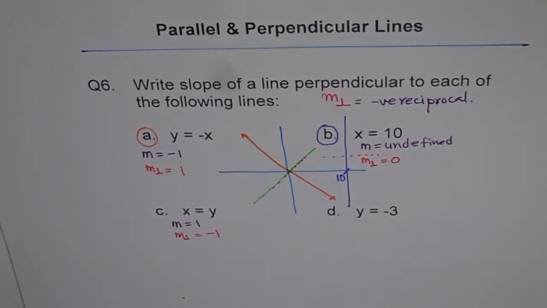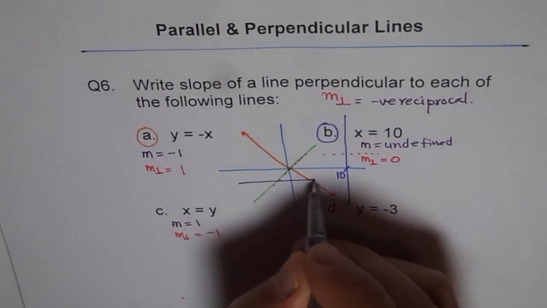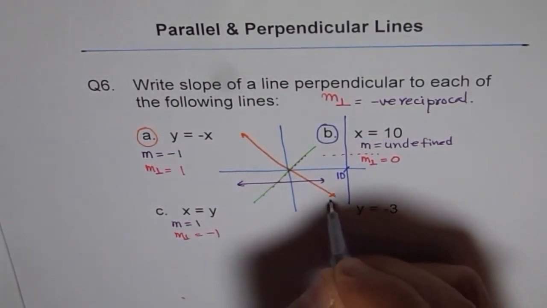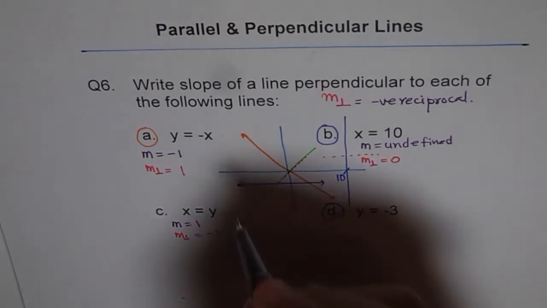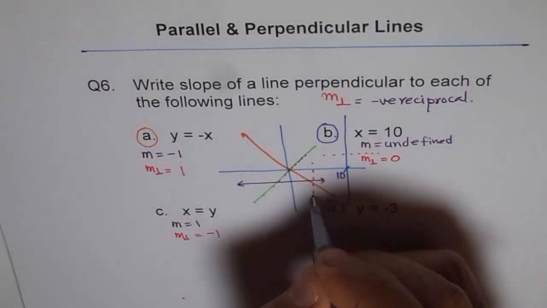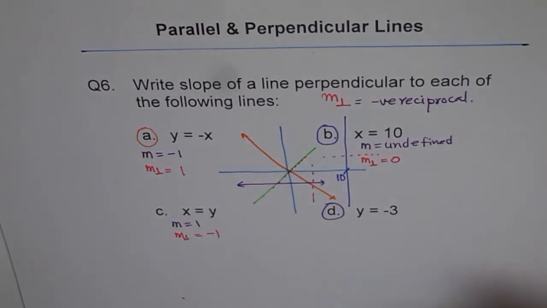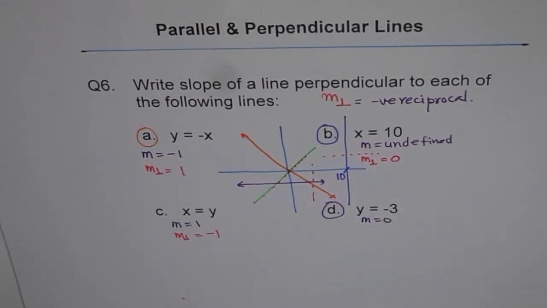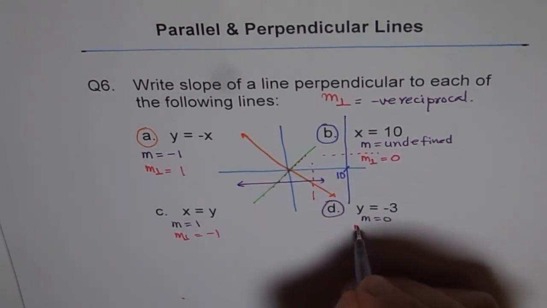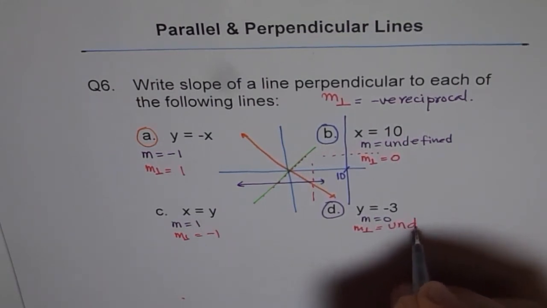Now the next one is y equals minus 3. Y equals minus 3 is a horizontal line. So let me draw this. That's y equals minus 3, right? A line perpendicular to this will always be vertical, and the slope of a vertical line is undefined. Therefore, we will write here the slope of this line is 0 and the slope of the perpendicular line, which I am writing with this symbol, is undefined.